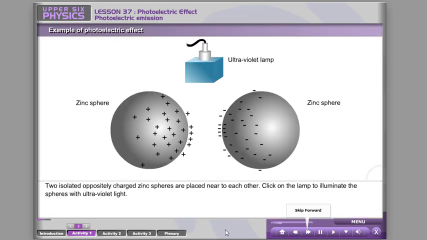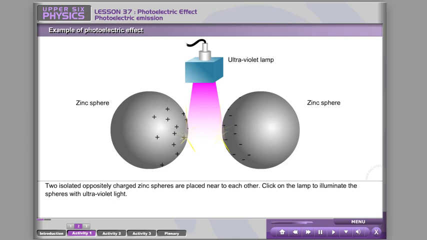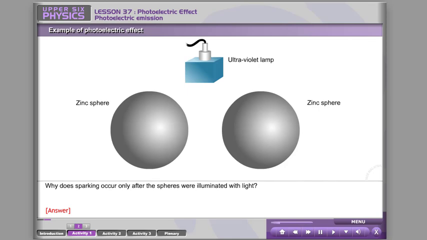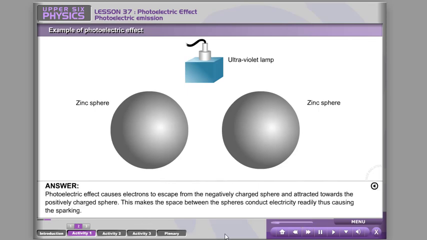Two isolated oppositely charged zinc spheres are placed near to each other. Click on the lamp to illuminate these spheres with ultraviolet light. Why does sparking occur only after the spheres were illuminated with light? Answer: photoelectric effect causes electrons to escape from the negatively charged sphere and be attracted towards the positively charged sphere. This makes the space between the spheres conduct electricity readily, thus causing the sparking.